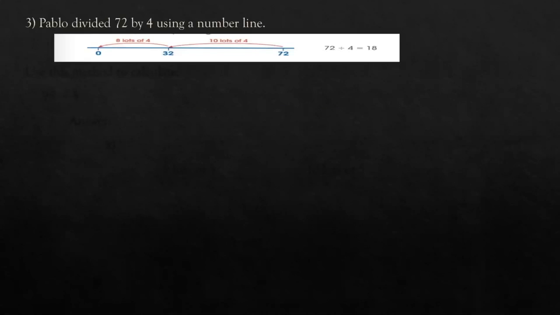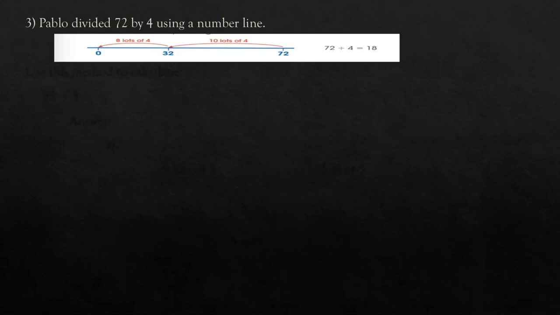Here comes the third question. Pablo divided 72 by 4 using a number line. And this is how Pablo divided 72 by 4 with the help of a number line. In this number line, you can see it starts from 0 and ends at 72. Now here, the 72 is going to be divided by 4.